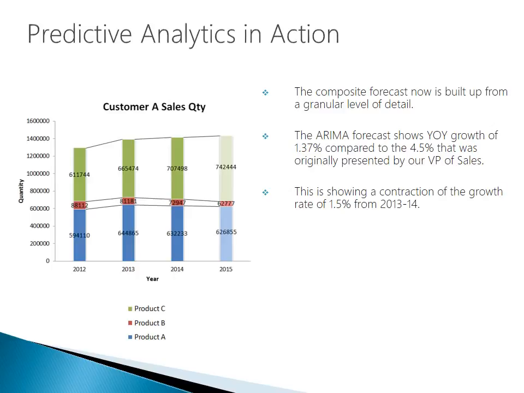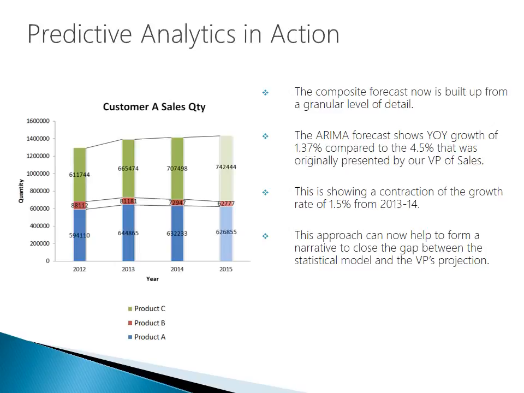And this 1.37% is a contraction of the growth rate from 1.5. So our sales VP is stuck in the unfortunate position of now having to say, wait, are we going to grow less than we did a year ago? We're still growing, it's not bad, but that's a much more difficult scenario to be in, and I wouldn't want to be that sales VP.